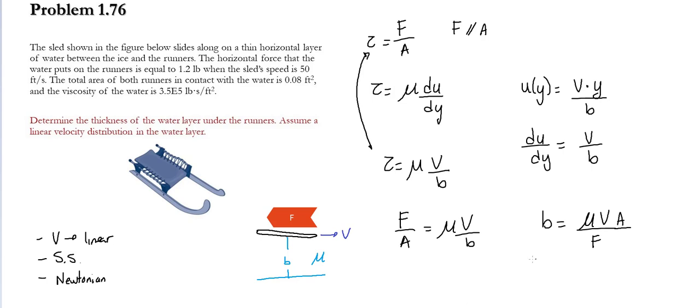Okay, we're going to substitute all these values. Please make sure that you double check your units, and your value should be equal to 11.7 times 10 to the negative 4 feet. This is a reasonable value. Notice that we don't want to have an extremely large distance between the sled and the ice, and this number is small enough and reasonable enough for our calculations.